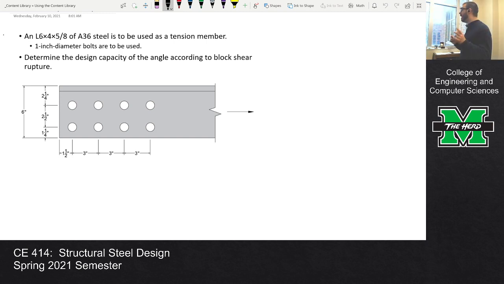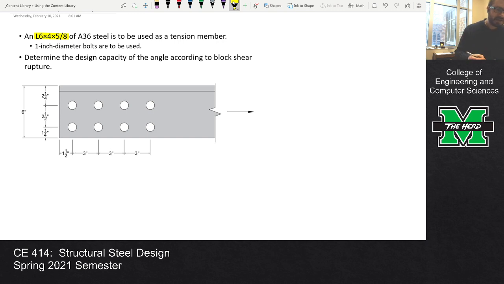Now, one thing I will tell you about this problem is that because it's an angle, we are not going to need any of the properties for the L6 by 4 by 5/8. In fact, the only thing we're going to need is the thickness, and the thickness is 5/8 of an inch. If this were a channel or a wide flange, like a W shape or a C shape, then we would need a flange thickness or a web thickness or what have you. But because it's an angle, the nice thing is the thickness of that leg is 5/8 of an inch.